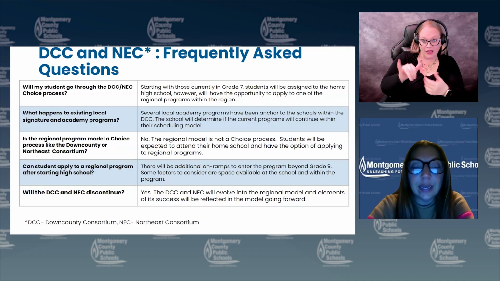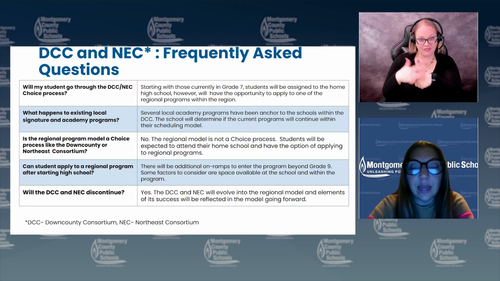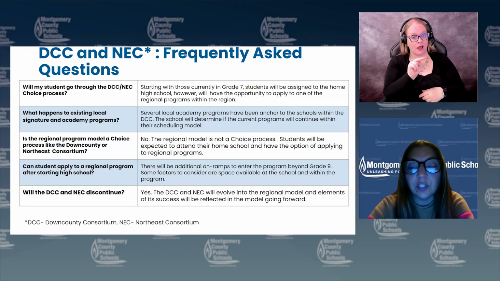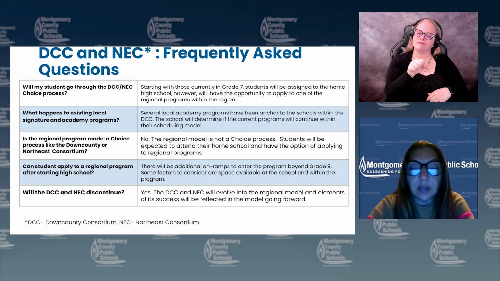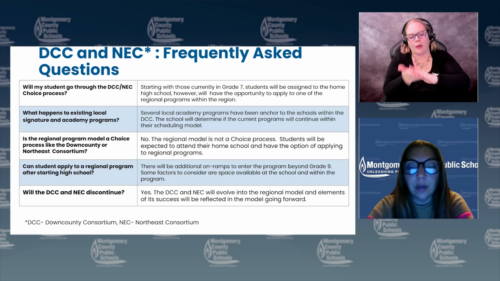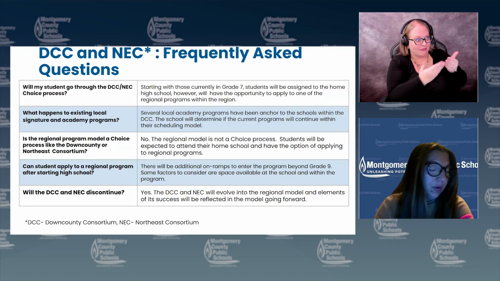Will DCC and NEC discontinue? Yes. The DCC and NEC will evolve into the regional model, and elements of its success will be reflected in the model going forward.